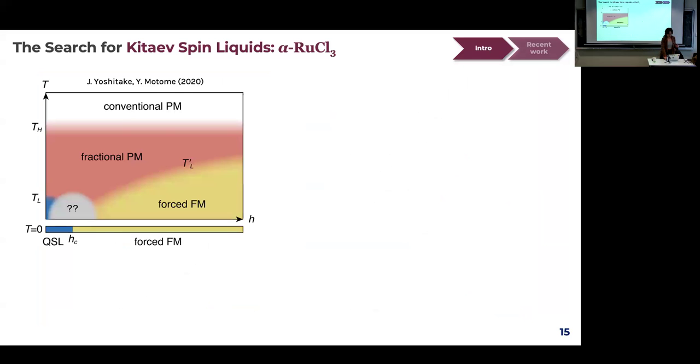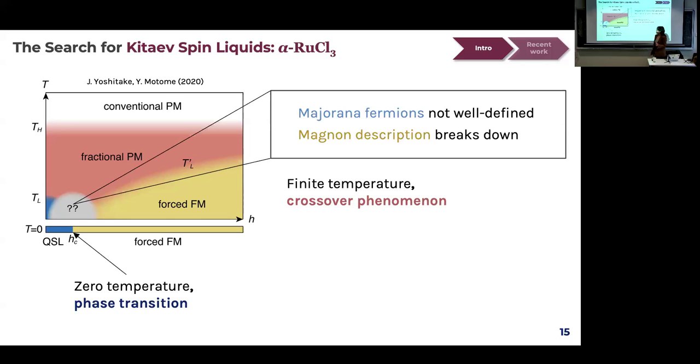Okay, so at zero temperature for the Kitaev spin liquid, here's the phase diagram. At zero temperature, we expect that the Kitaev spin liquid state is stable for a finite region of the phase diagram. And then there's a phase transition at finite field to a forced ferromagnet state where all of the spins polarize towards the field direction. However, experiments are actually done at finite temperature.